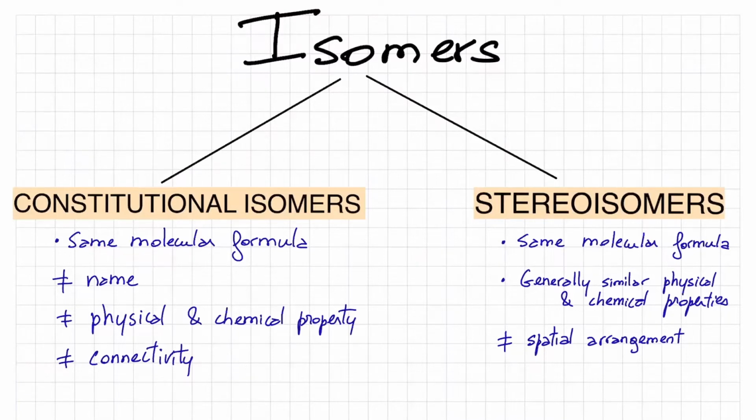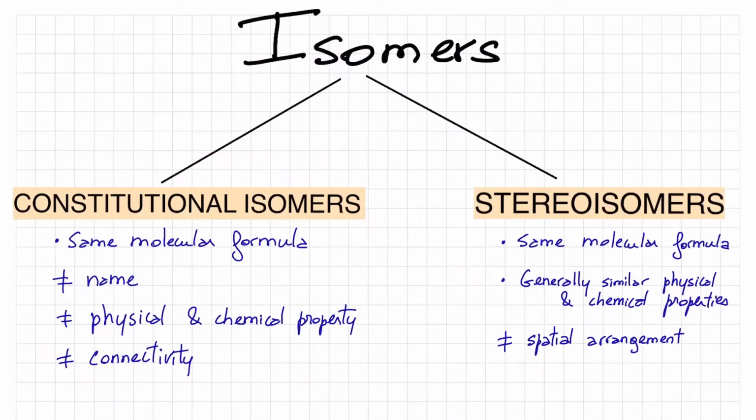Well, in both cases, we will have the same molecular formula. But in the case of the constitutional isomers, we will have different names, different physical and chemical properties, and different connectivity of the atoms. Meanwhile, in the stereoisomers, we will also have the same molecular formula, but the connectivity will be the same. Most of the time, they have the same physical and chemical properties, but the spatial arrangement is different. What do I mean by that?